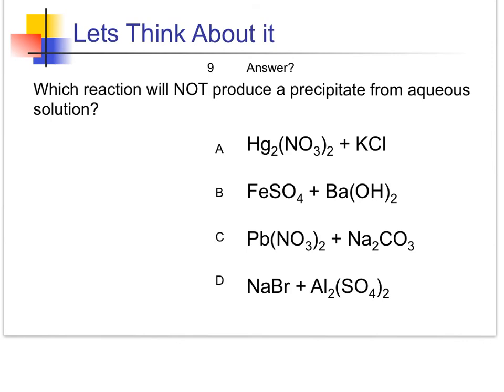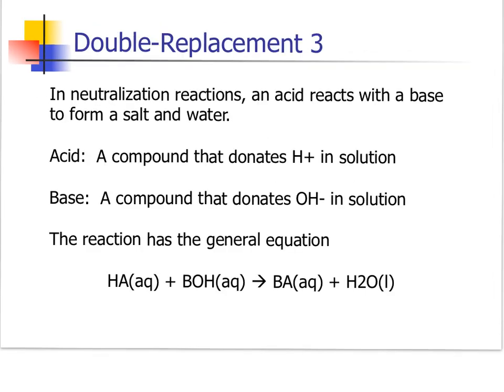Which reaction will not produce a precipitate from aqueous solutions. Neutralization reactions are ones that we have acids and a base. Therefore, we have an acid, compounds that contain the hydronium ion, the H+, and a base is ones that usually will contain the hydroxide. Now there are others that will give off H2O.